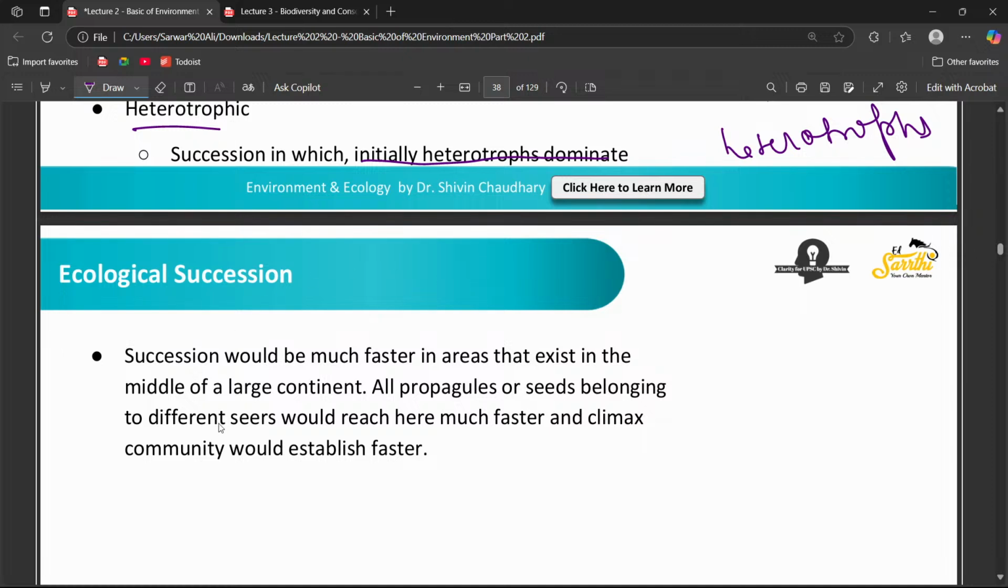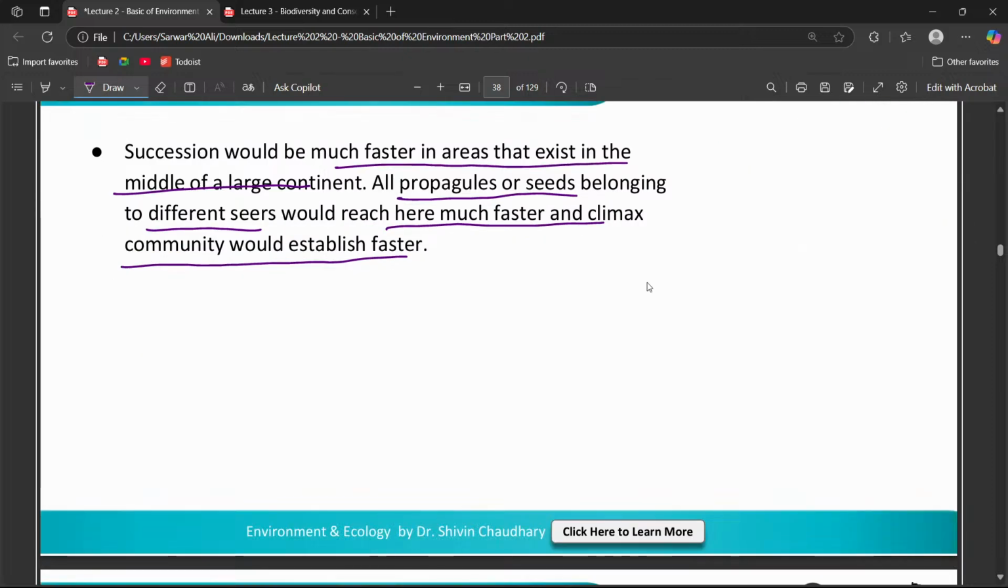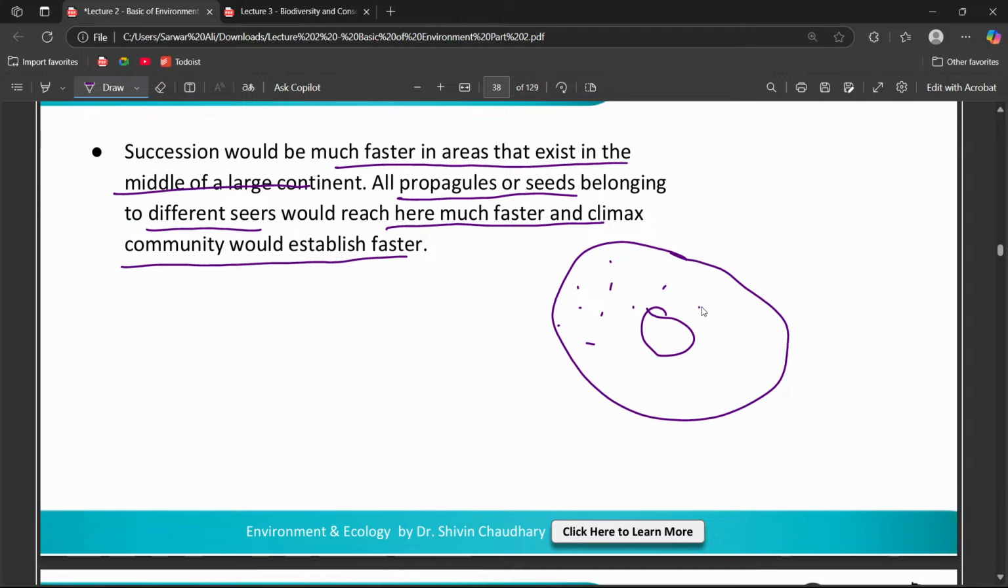Ecological succession. Succession would be much faster in areas that exist in the middle of a large continent. Obviously it would be much faster there. All propagules, seeds belonging to different spheres, would reach here much faster, and the climax community would establish much faster. Which means it is basically saying that if this is a continent and this is its center, then from all the neighboring areas, seeds and propagules belonging to different species will reach here, and this will reach a climax first.